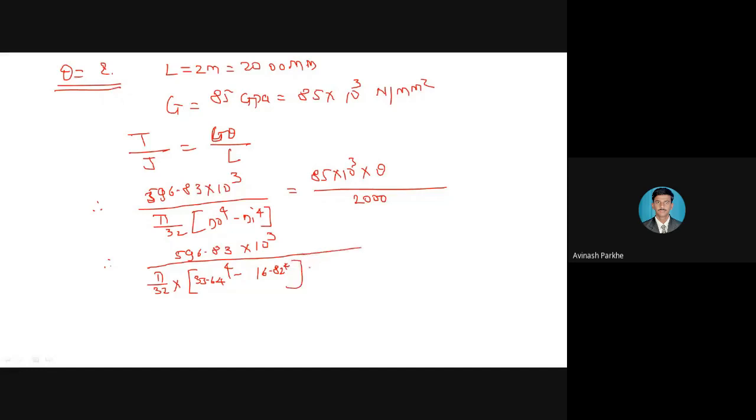This 85 is present at the numerator, so I will take it to the left side, therefore 85 into 10 raised to 3. Only theta I will keep on the right side. This 2000 is at the denominator, so if I take it to the left side it becomes a multiplication at the numerator. What will be theta in radian? Because we have considered the torque in Newton mm, all the diameters in mm, G in Newton per mm square, and the length in mm, initially you will get the value of theta in radian only. So what will be the theta value?